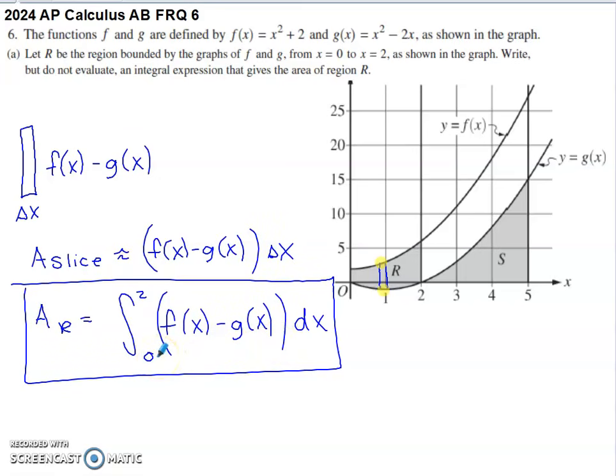And the last step would be to make sure you attach limits of integration. What x's do all slices that you could have drawn in region R range between? 0 on the left edge and 2 on the right edge.